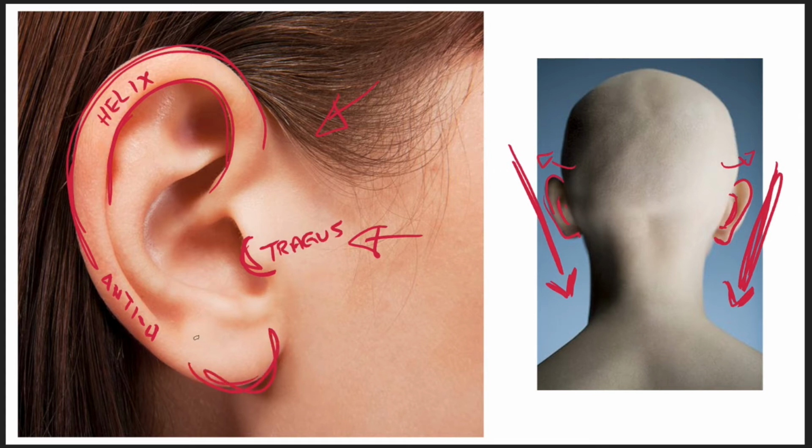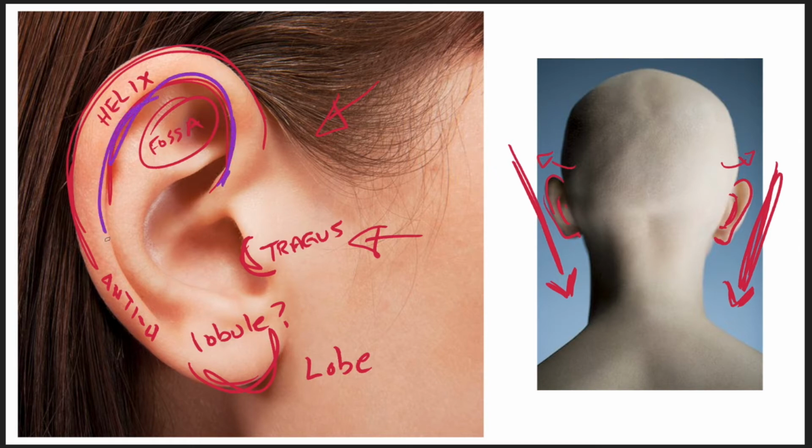Often refer to this as the lobe. I think the real term is lobule, but we can call it the lobe, and then this fossa in here. Again, those terms aren't the most critical. What's more important is the structure. So we have this kind of fold of skin, and then this deeper area in here, and then this weird little bump kind of in front of the canal that actually goes inside, connects into the skull, and then the lobe.